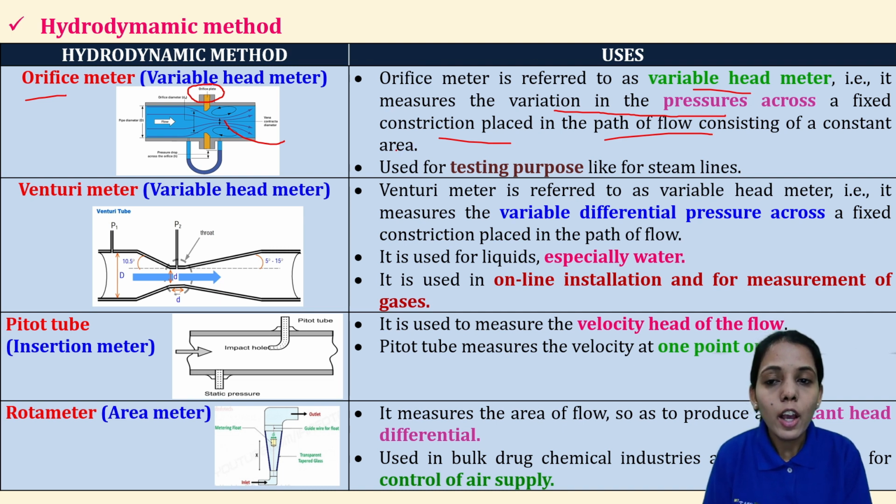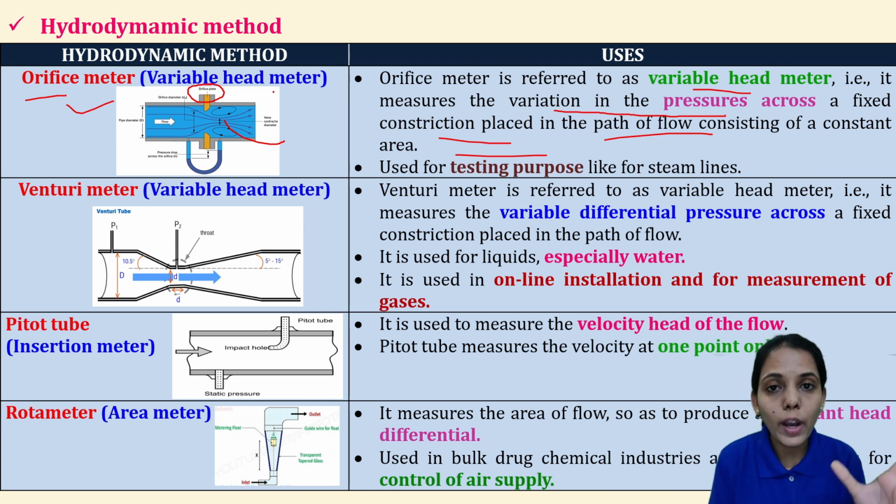So area is there. So this is nothing but used for testing purpose, like for streamline. Streamline we have already seen, that is a laminar one. The same diagram was there for the Reynolds number. So here this is a variable head meter. Remember, variable head means the pressure is changing at that specific point. Why is pressure changing? Because of the constriction which is there in the flow of fluid.